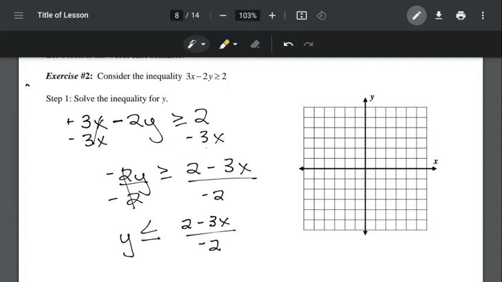So one thing I'm not going to show you on this video is putting this into your y equals. You can put that into the table if you'd like, and look up on the table and find points. For now, what I'm going to do is just simplify this. So I have y less than or equal to negative 1 plus 3 over 2x.